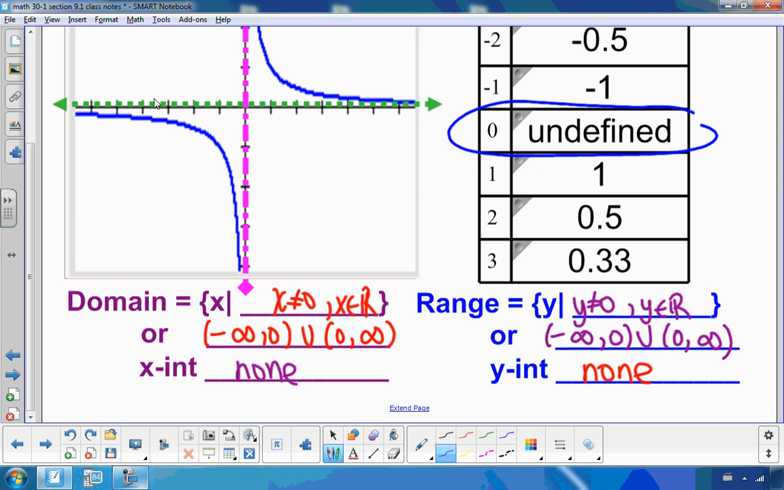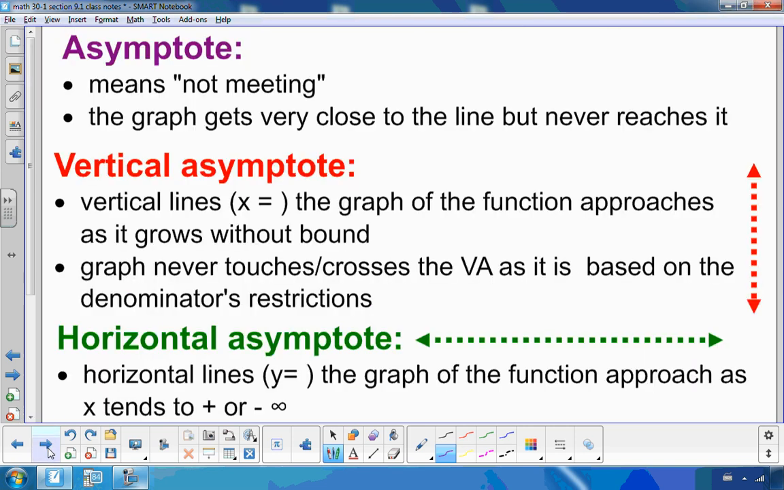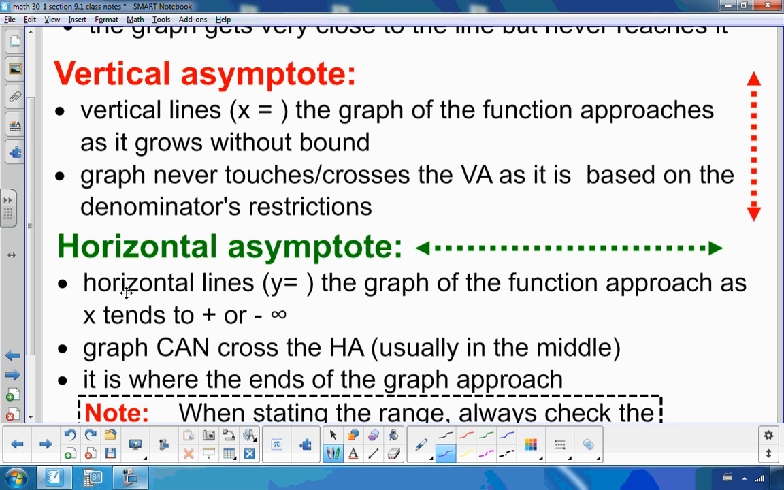Okay, so let's review this idea of asymptotes and actually what that means. An asymptote literally translates to not meeting. So that means that the graph gets really close to it, but it never actually reaches it. So there's two types of asymptotes that we're going to be looking at. One is a vertical asymptote. Those are those vertical straight up lines that are x-equals equations. These ones here, the graph will never cross or touch it because it's based on a restriction. I'm not allowed to divide by 0, so it will never actually reach it.